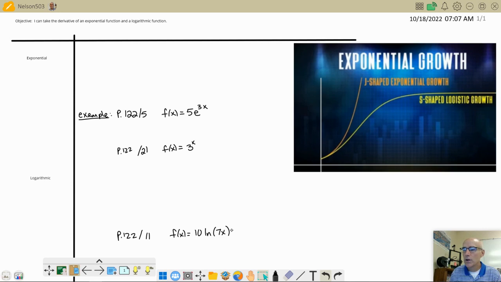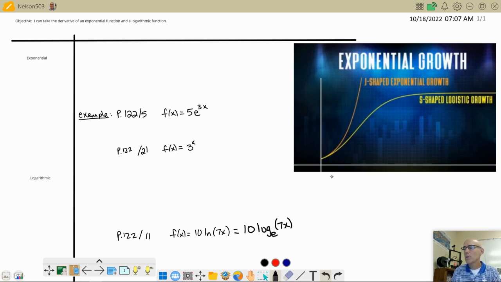Remember, natural log is the same thing as log base e. So this is the same thing as log base e of 7x. And we're going to talk a little bit about what the heck e is in our discussion today and in class more than on the video. So let's go back here.